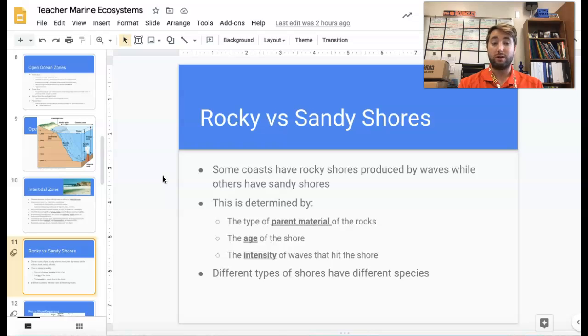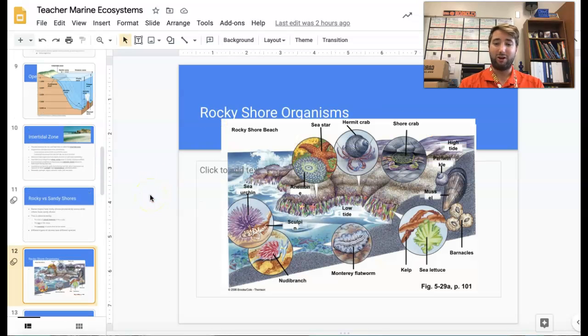The age of the shore is another big thing. The Atlantic coast is a lot older than the Pacific coast, which is why it has sandy shores instead of rocky shores. And then finally, how intense are the waves? If you've ever been to the West Coast or seen any videos or a movie, the waves on the West Coast are really, really intense. So on the Pacific Ocean, they're a lot more intense than the Atlantic Ocean, which explains why a ton of people go out there to surf, and you can't really surf on the Atlantic coast. You can try, but it's not really that great.